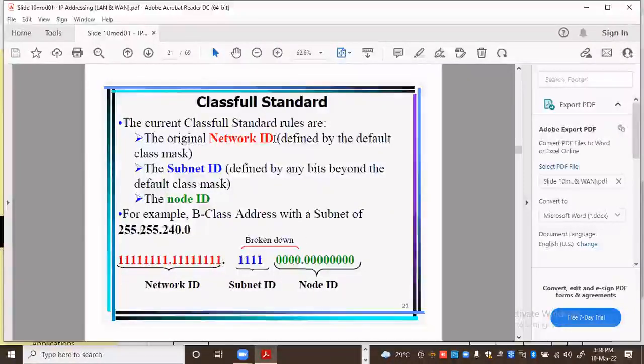So the current classless standard rules are that the original network ID, which is usually your network for a given class. In this case, this is probably a class B IP address, simply because it has 2 of the octets taken up as the network, just looking at it. So that's obviously a class B in terms of its allocations. All the classes of IP address from 1 to 3 are the major ones that we use for our day-to-day network processing.